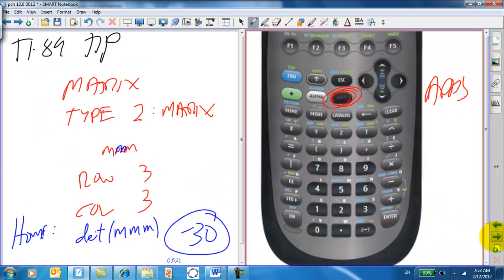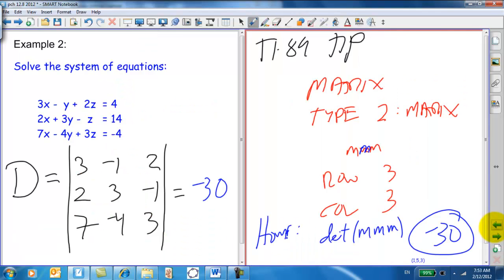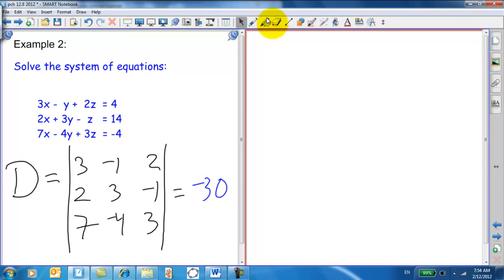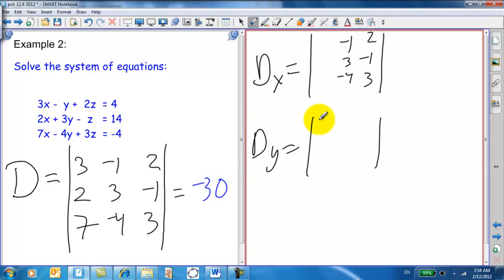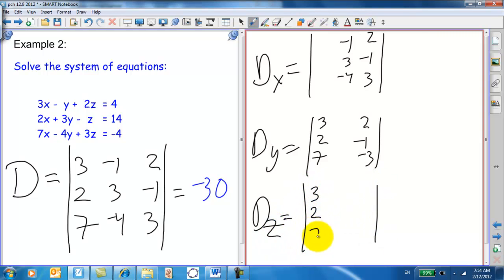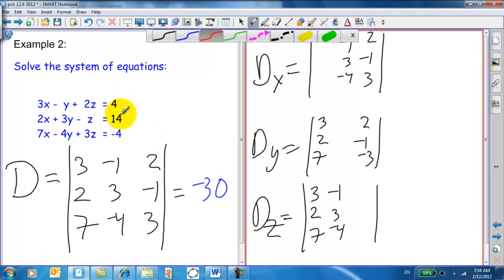To find D sub x, which you recall was taking this, let's set up our D sub x matrix. For D sub x, we replace the x column here and leave the other two columns alone. In D sub y, you're going to replace the y column, so leave the other two columns alone. And D sub z, replace the z column, so leave the first two columns alone. And so then each time you're filling in the 4, 14, negative 4, oopsie, that's the wrong color.